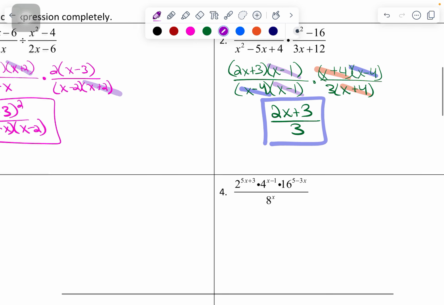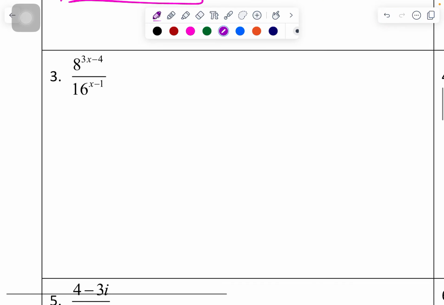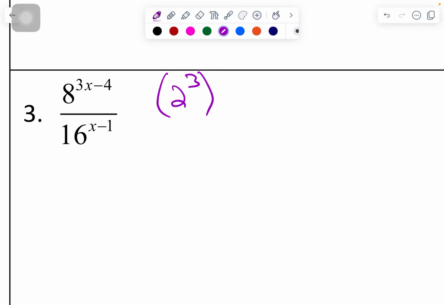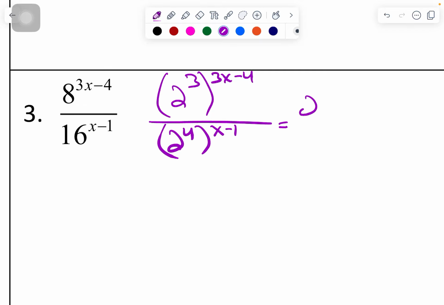All right, so let's see if I can get through problem number 3 without too many screw-ups. 8 and 16, and we're dividing here, so this is going to be all about bases. I need a base of 2. So 2 to the 3rd is going to be our 8. And then we've got 3x minus 4. 2 to the 4th is our 16, x minus 1. So this is 2 to the 9x minus 12, all over 2 to the 4x minus 4.